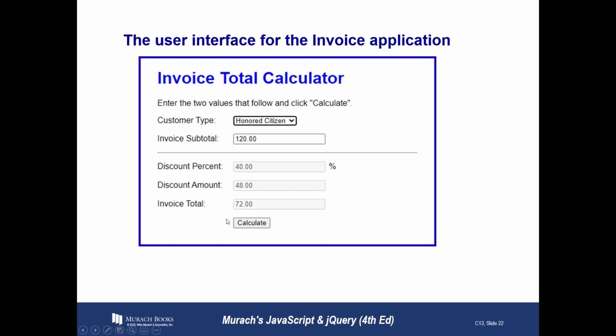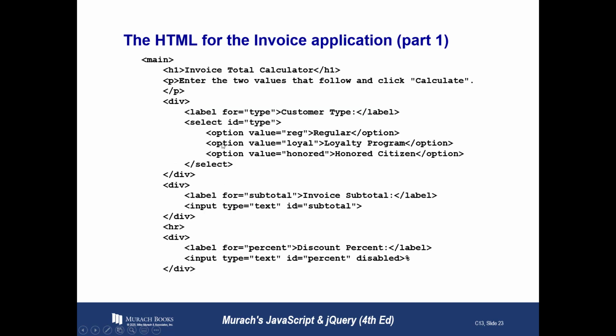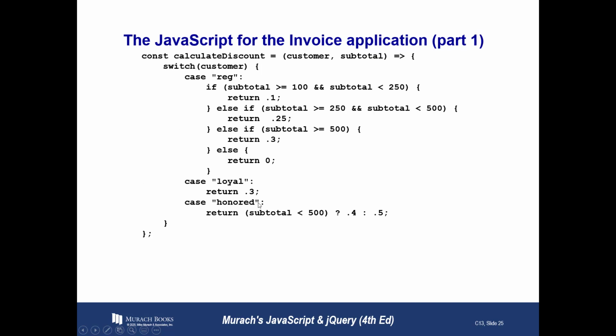So they have this user interface for an invoice application. And you notice this will be a drop-down list. And based on what your total is and what type of customer you are, so if you're honored, it's a 40% discount, so you get $48 off. 120 minus 48 would give you 72 as an example. So there's the HTML, there's the JavaScript, and you'll notice the way that they've set it up. So here, they actually have an if inside of a case, which is totally legit to do.